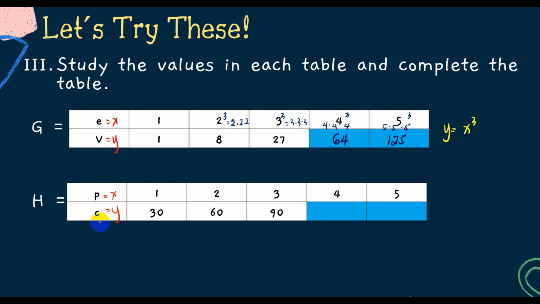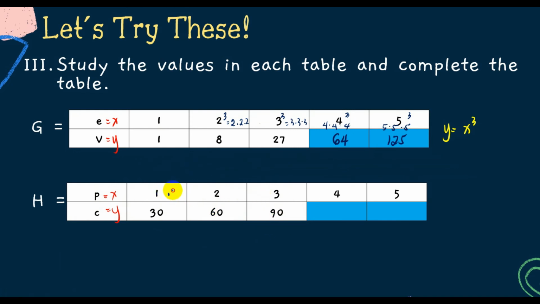Okay? Next, so we have here P and C, yung nasa P natin, siya yung X. Yung Y natin is yung nasa C. For the X values, we have 1, 2, 3, 4, 5. And then for the Y values, meron tayong 30, 60, and 90. So, anong nangyari kay 1? Naging 30. Kay 2, naging 60. Kay 3, naging 90. So, ano kaya ang rule natin dito? Anong pattern yung napansin nyo?